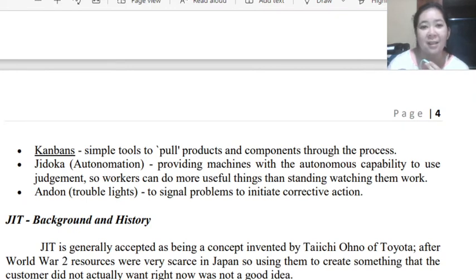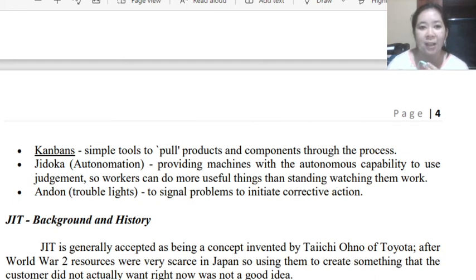Kanban. Okay, this is a simple tool to pull products and components through the process. Meaning they can use the same process, for example, if different products are using the same type of process, so they can process them all together, okay, so that they can shorten the period of waiting time and also simplify the process.